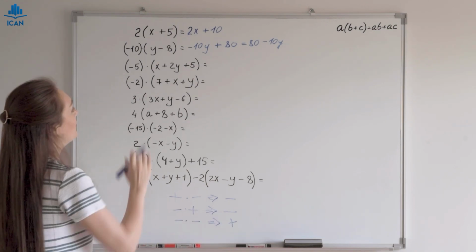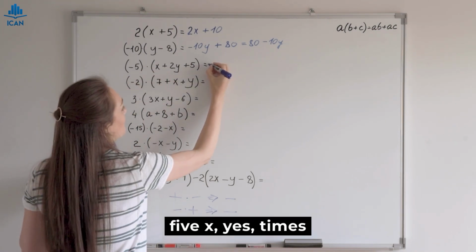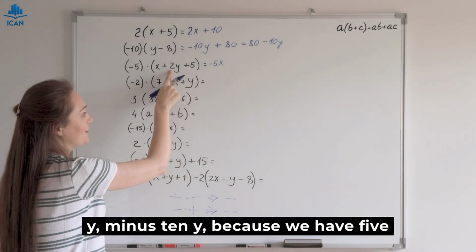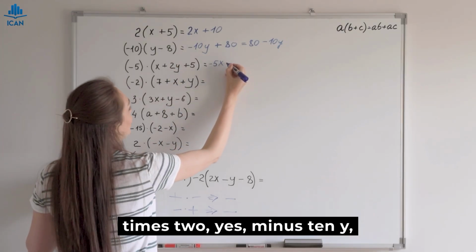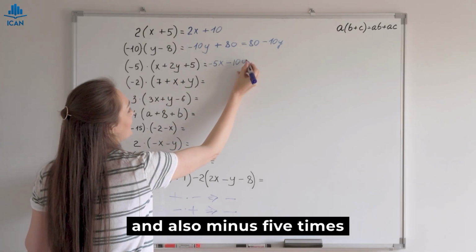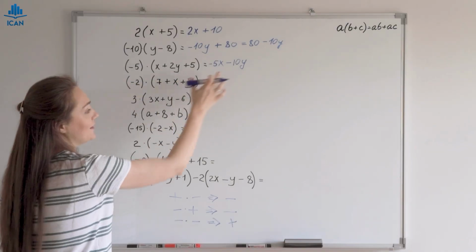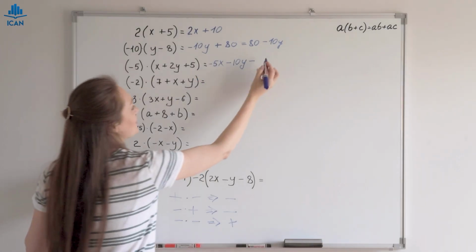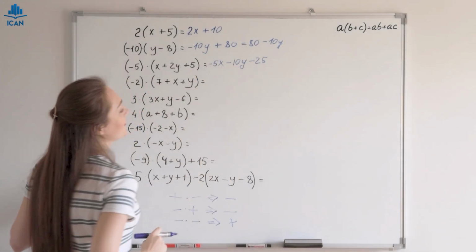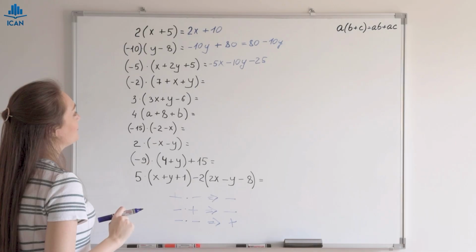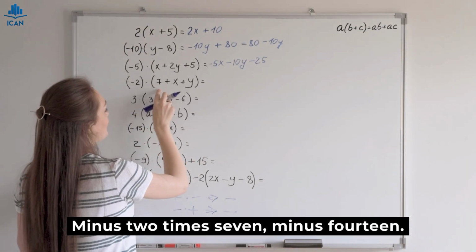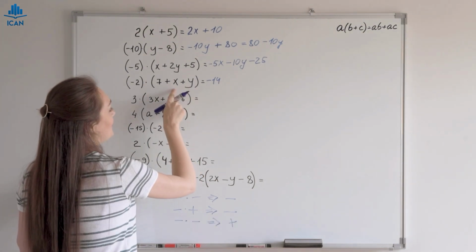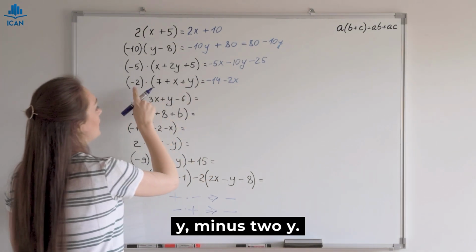Next, minus 5 times minus 5, x, yes, times x. Then we change the sign to 2y minus 10y because we have 5 times 2, yes, minus 10y, and also minus 5 times 5 is 25. All right, minus 25. Good. Minus 2 times 7, minus 14. Minus 2x, minus 2y.